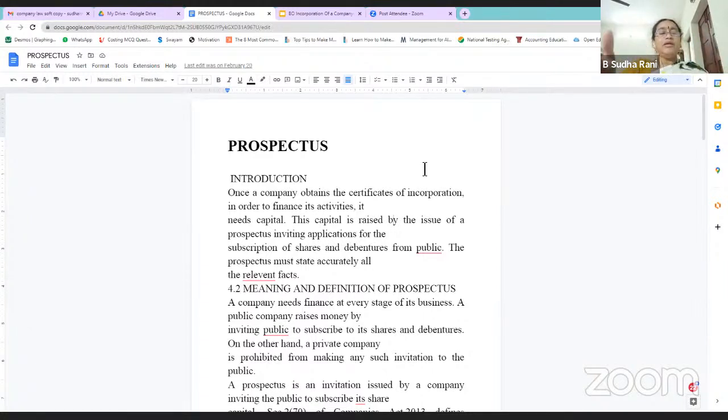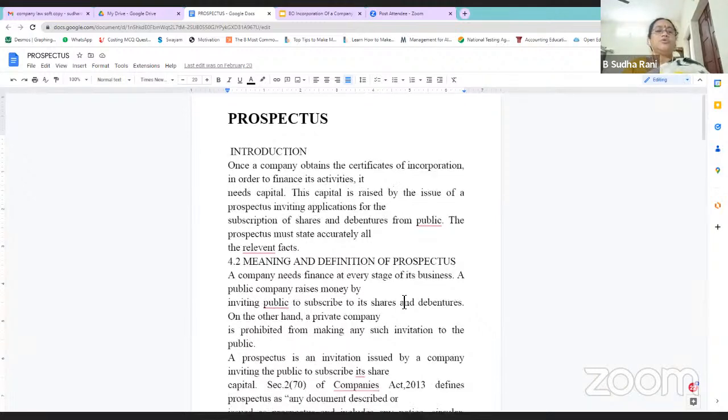Similarly, a company, especially a public limited company, which wants to raise its capital from the public will issue this prospectus with all the information that is required by the investor to know about the company before investing his savings in the company in the form of shares. So a prospectus is an invitation to the public through which the company invites the public to subscribe their shares or debentures in the company.